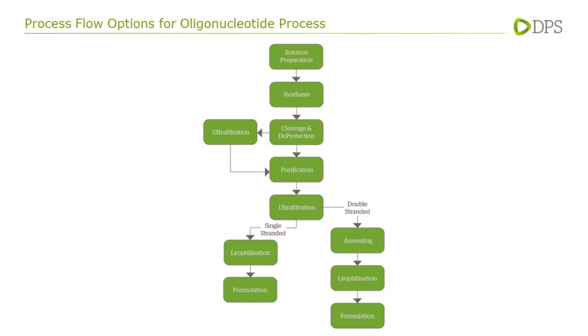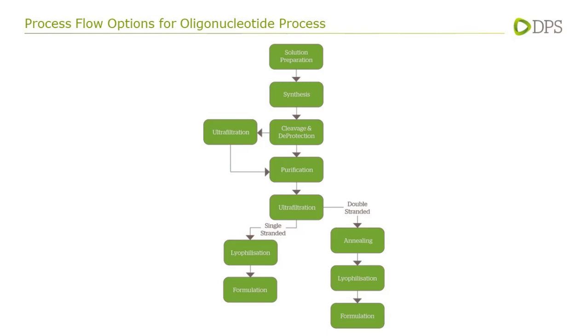After this, the purified product can either be brought to the lyophilization stage if the desired final product is a single-stranded oligo, or if a double-stranded product is required, then it's transferred to the annealing process, where two single-stranded compounds are mixed together, heated, and allowed to combine into a double-stranded product. Once this annealing reaction is complete, the product is lyophilized, similarly to that for the single strand, and then formulated.